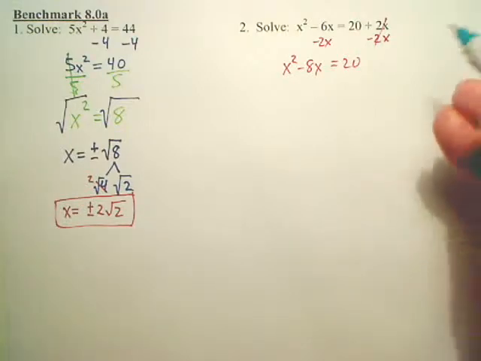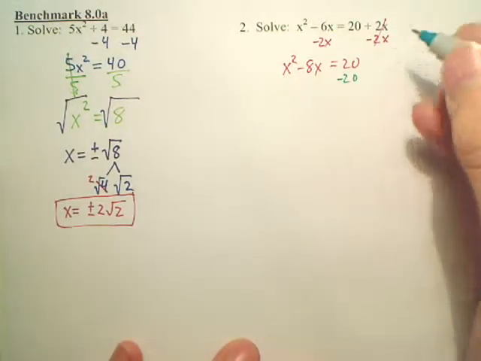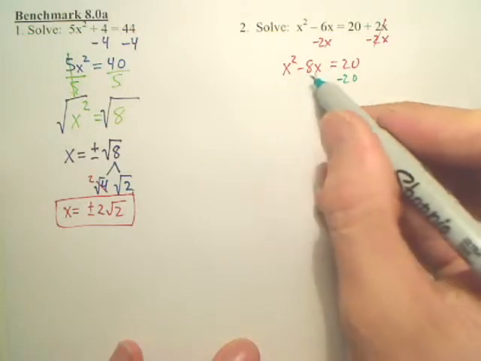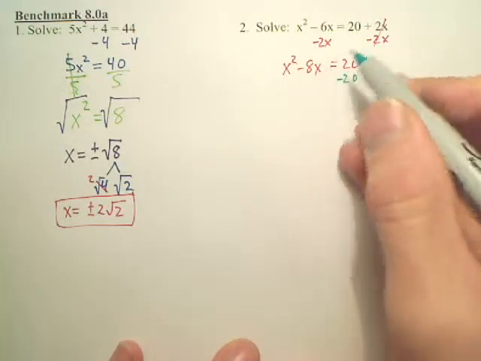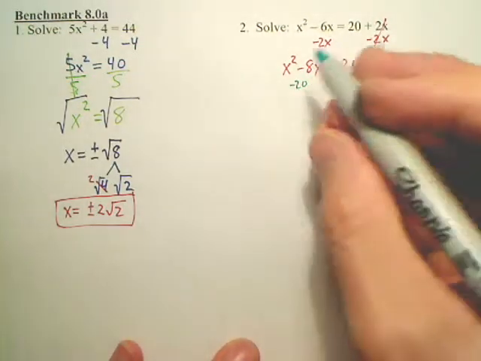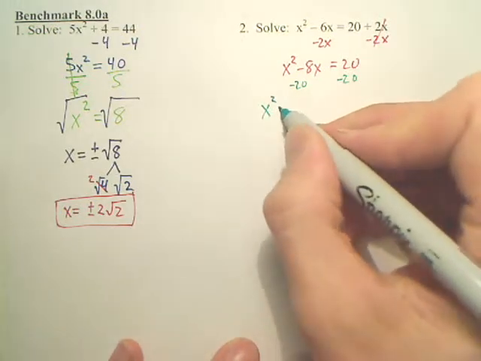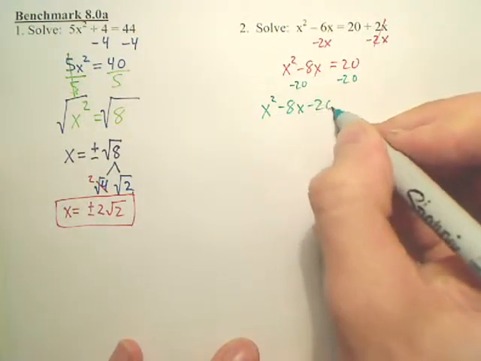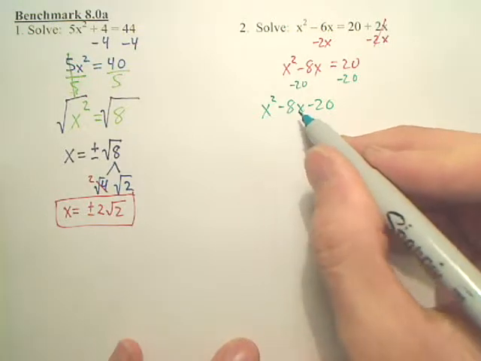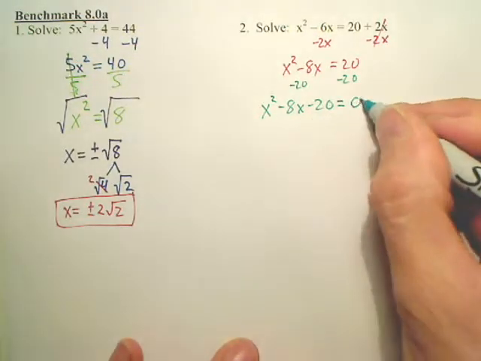Oh wait, I still got to get over that 20. So let's minus the 20. And does 20 subtract from either of those? No. So I'm just going to be subtracting it over here somewhere. So I end up with x squared minus the 8x and then just a minus 20, because 20 cannot subtract from x squared or x. So you just put it at the end.